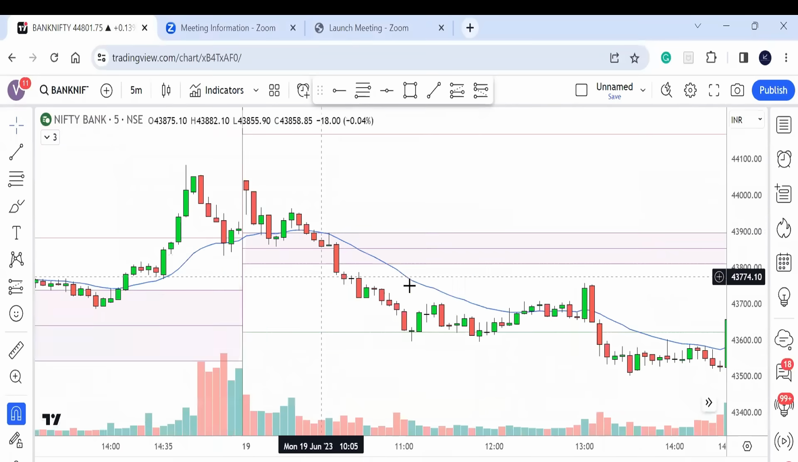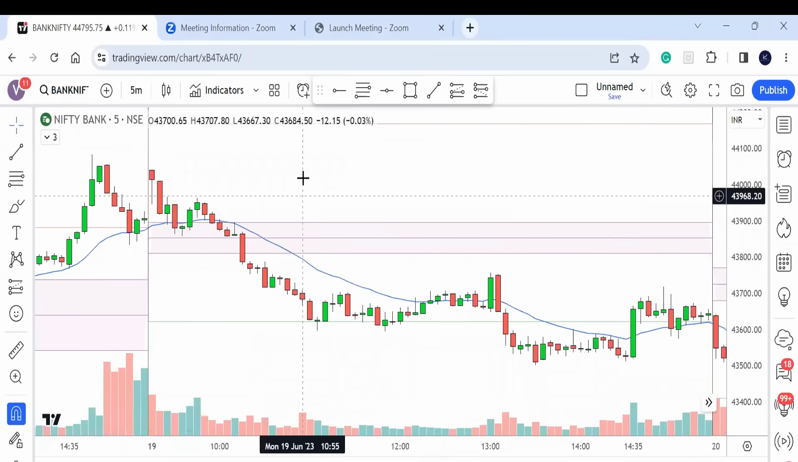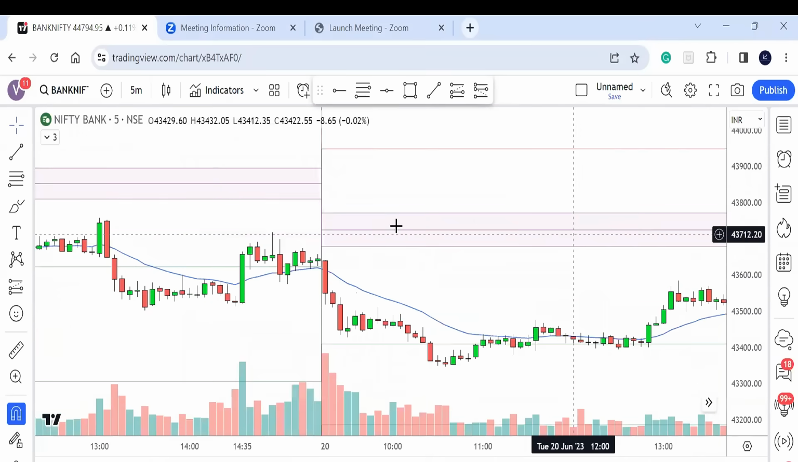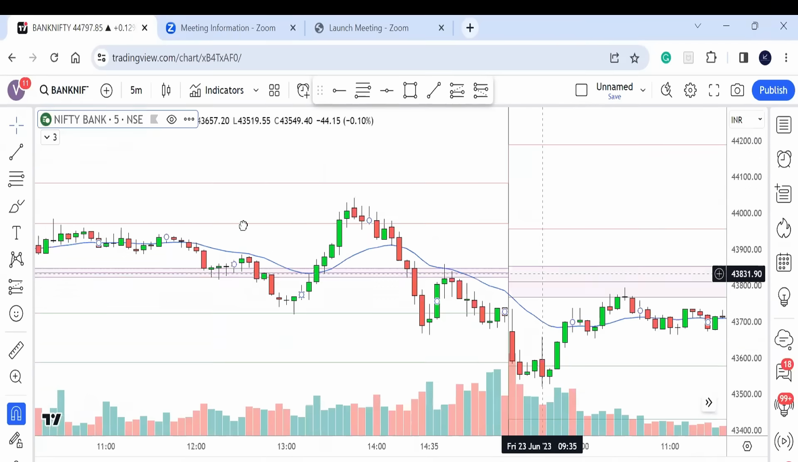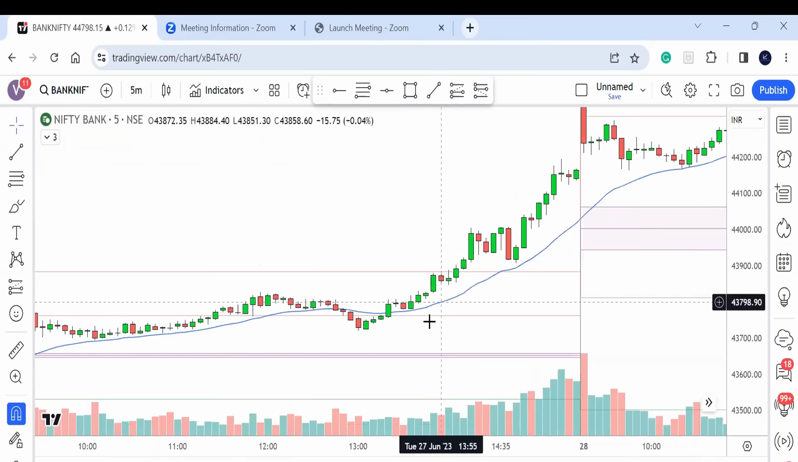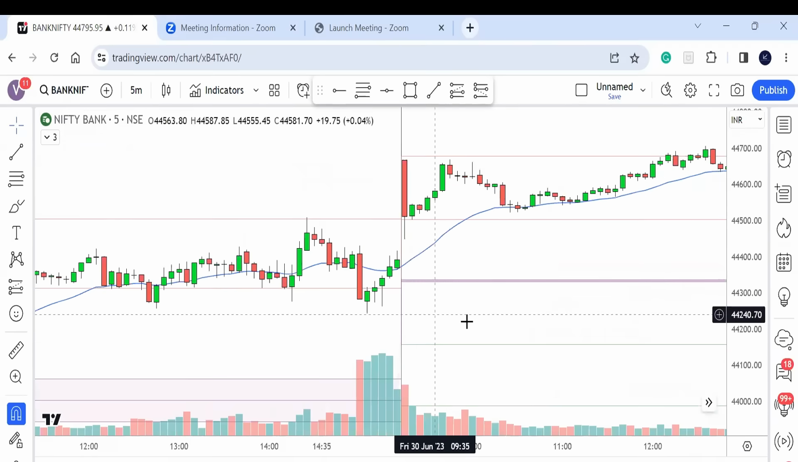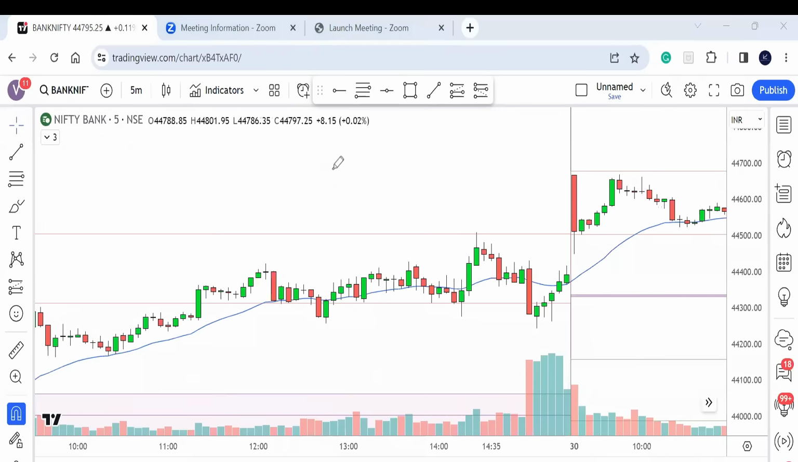Alright, next let us see. This is not a trending day, it's a sideways day. This is a kind of trending day. So we can see two trending days. The rest of these are all sideways days. So in the entire June month we have seen only two proper trending days.